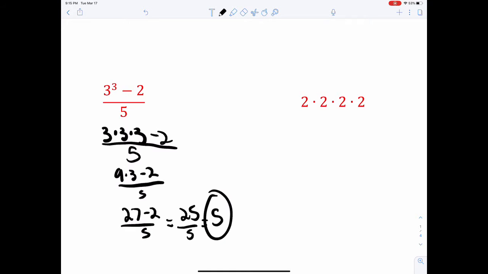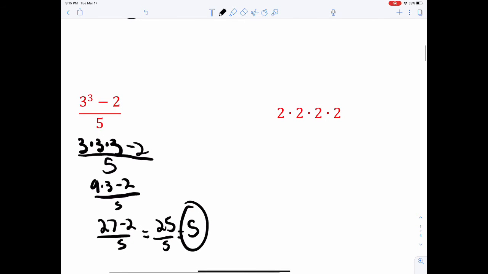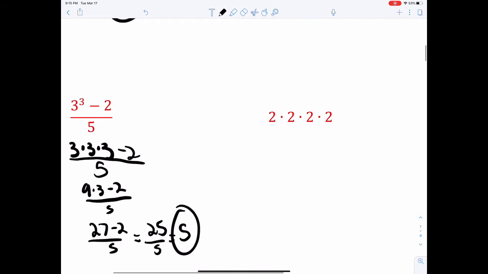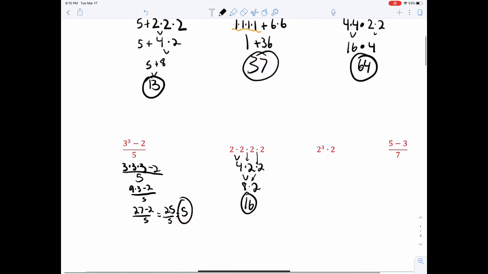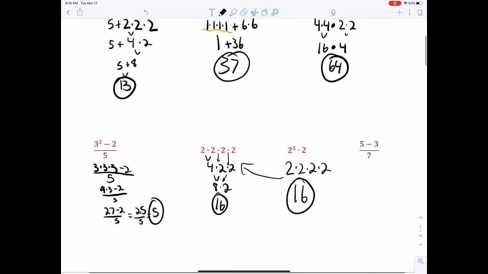A little trickier one there. Oh, this one's, I guess, nicer for the next one. 2 times 2 times 2 times 2. That should be 4 times 2 times 2, 8 times 2. Just bringing down these multiplication symbols. And that'll be 16. Right here, 2 to the 3 times 2. So that's 2 times 2 times 2 times 2. And hey, we just did that. That's 16.